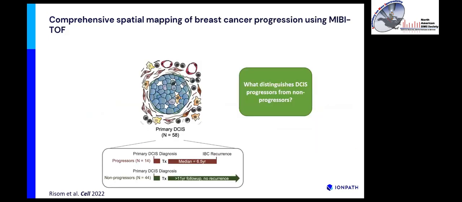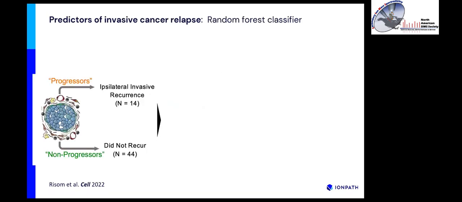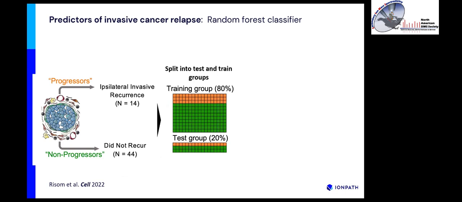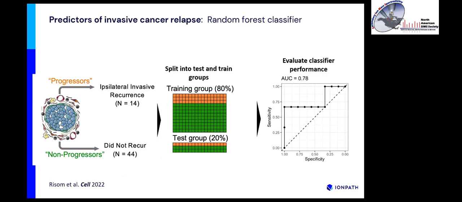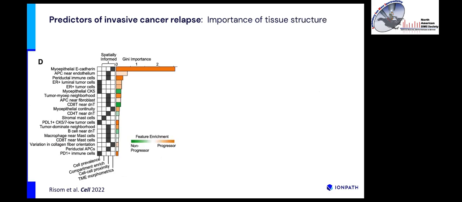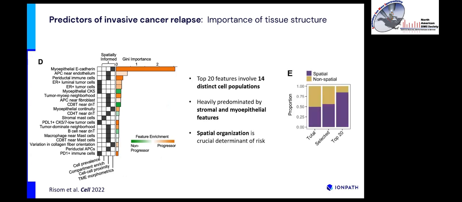And so if we go back to the question of what distinguishes DCIS progressors from non-progressors, we can split those into two different sample groups so that we could train a random forest classifier. So there was a training group of 80% that was made up of progressors and non-progressors. Then there was a test group, and then evaluate that classifier performance and see that we've got an AUC of 0.78. And then go and look at the features that cause the differentiation between the two groups.